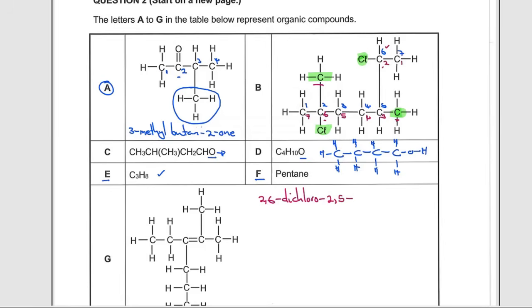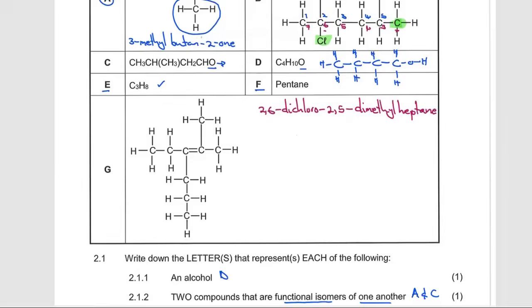Then after that, how many are these? There are 2 of them. So I'm going to say dimethyl. Then the longest chain there is going to be what? 7. So 7 is hept. So I'm going to say heptane because it falls under the haloalkanes there, right? So that's our correct IUPAC name there.